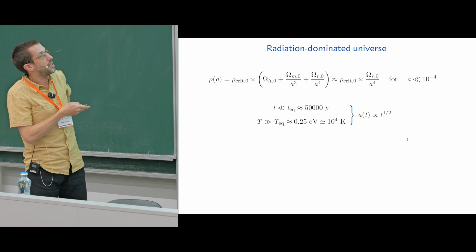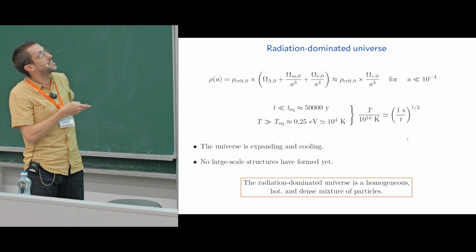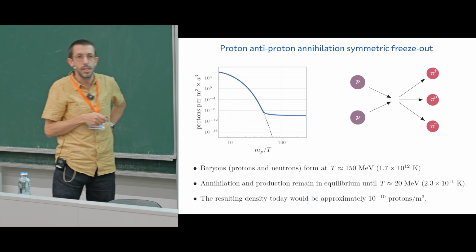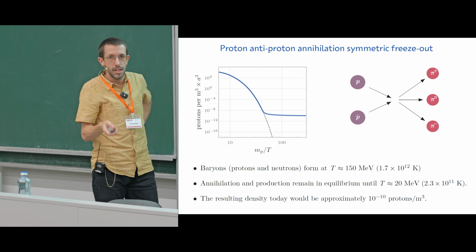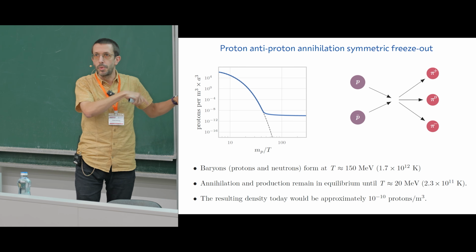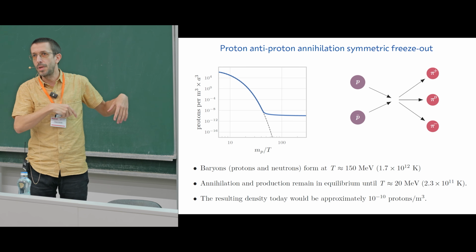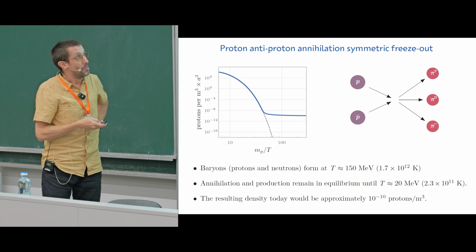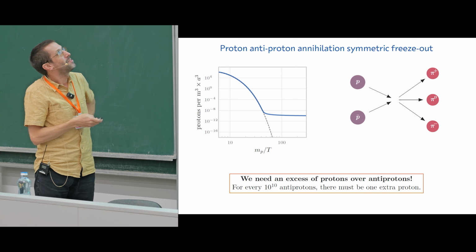So if this was the case, and this is a prediction of the standard model, this curve, then we should have 9 orders of magnitude less baryonic matter, or protons, than we observe today. So we would not be here, basically. So yet another motivation for new physics.